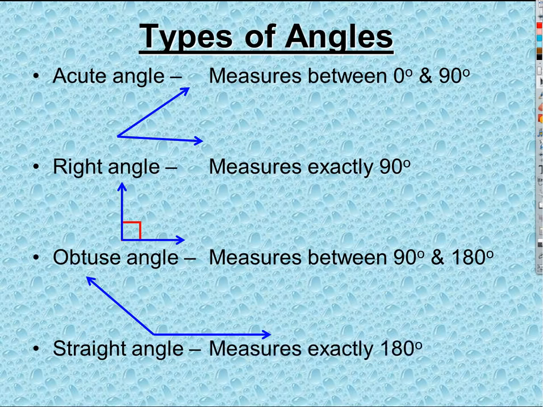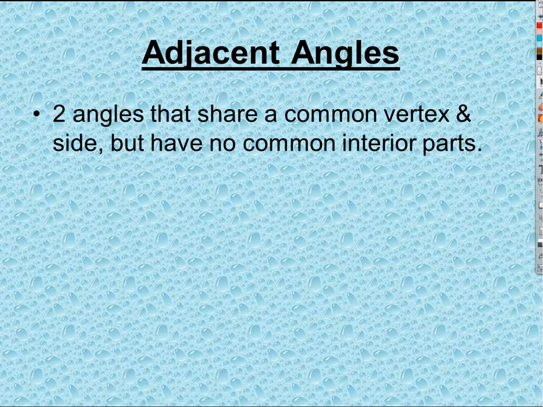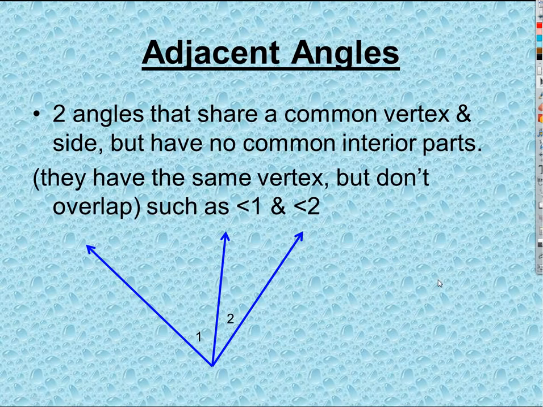We say adjacent angles are angles that are next to each other, so they share a common side and a common vertex, like these do. Angles 1 and 2 are adjacent, because they share the same vertex and the same side, but they have no common points on the interior.